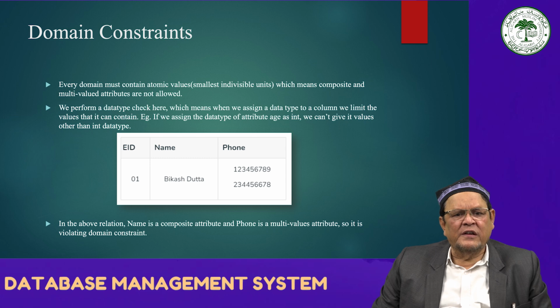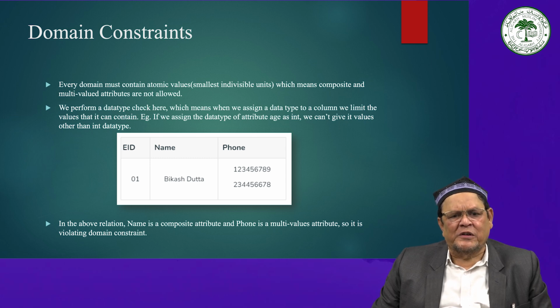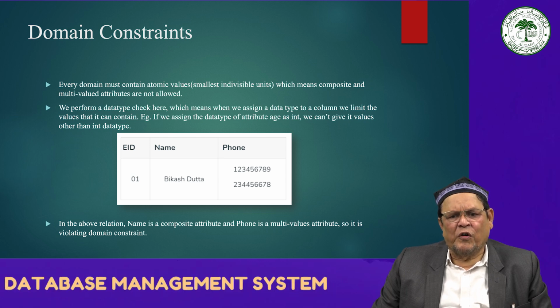The second one is the domain constraints. Domain constraints in the database management system specify the allowable values for attributes within a database table. They define the valid data types, ranges, and formats that each attribute can hold, ensuring data integrity and consistency.